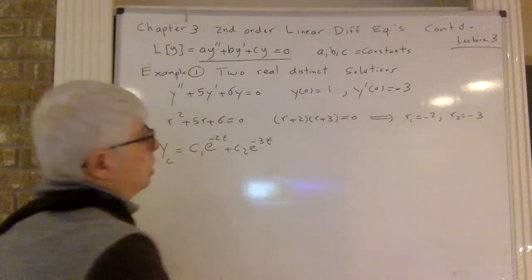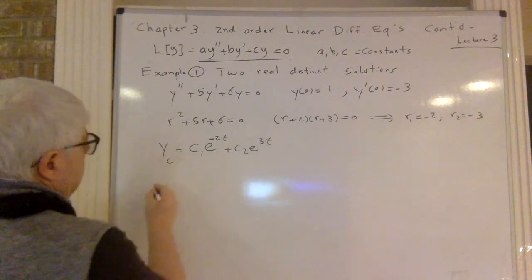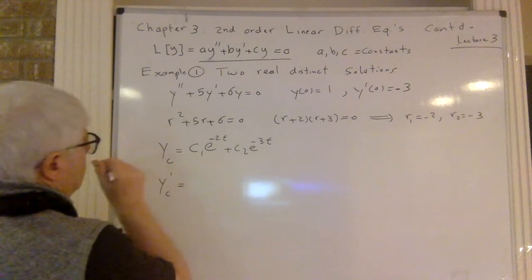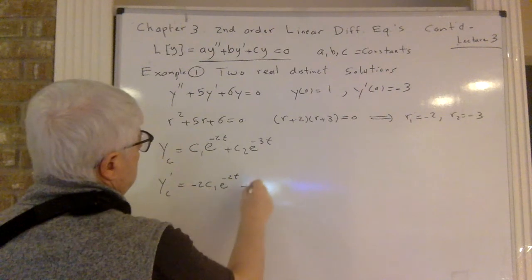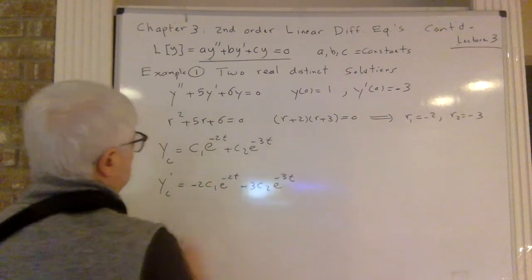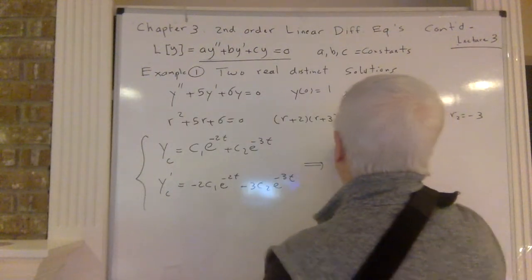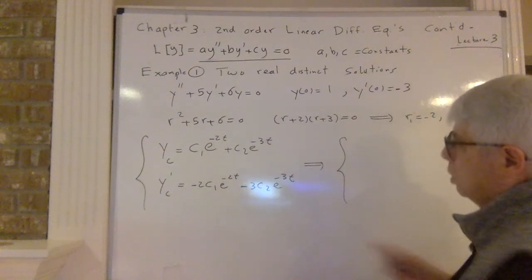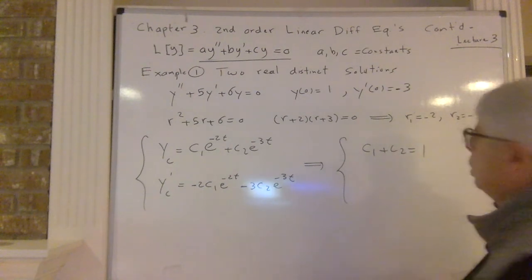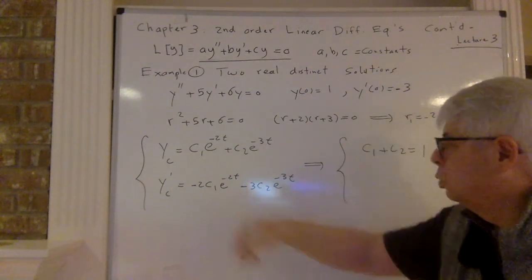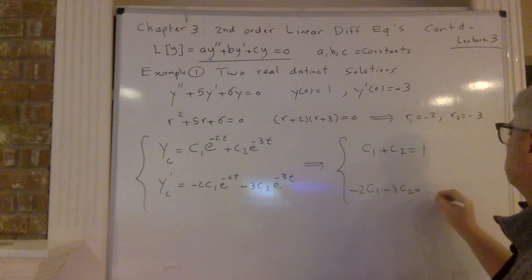Now I have to apply the initial conditions. One of them is y at 0, the other one is y prime. So I need y prime. y prime c is minus 2 c1 e to the minus 2t minus 3 c2 e to the minus 3t. Okay, so now applying the initial conditions, y at 0 is 1, and e to the 0 gives me 1, so it is c1 plus c2 is 1. The second one will give me minus 2 c1 minus 3 c2, and it is minus 3.